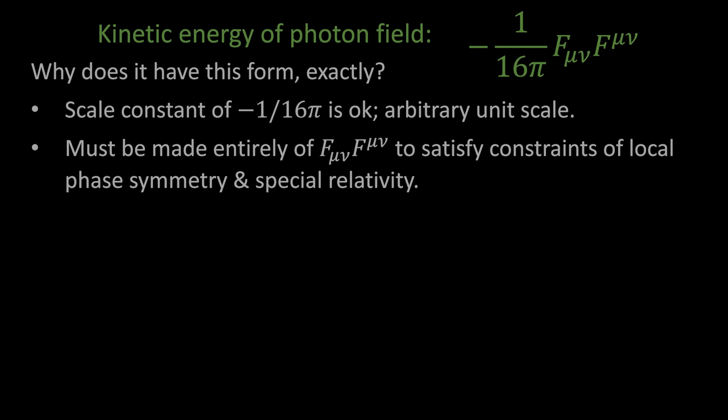And we have to use the Faraday tensor because that encapsulates all of the degrees of freedom by which A can flop around independently of a local phase transformation. And so if we tried to use anything outside of the Faraday tensor, we're going to spoil the phase symmetry. So the form of this component of the Lagrangian is very, very plausible.